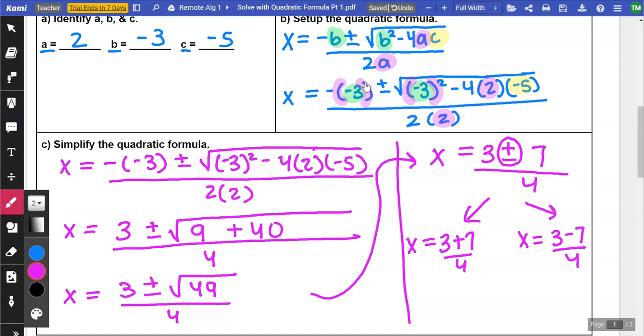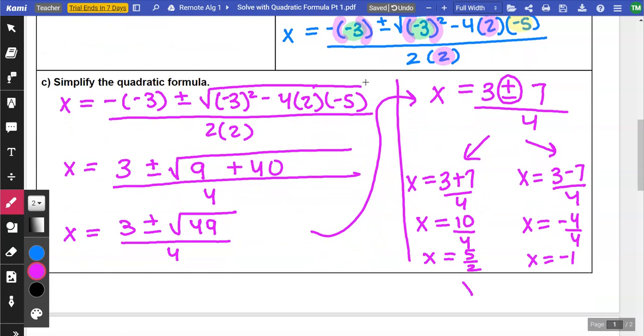So x is equal to 3 plus 7 over 4. X is equal to 3 plus 7 is 10, 10 over 4. That simplifies to 5/2. X is equal to 3 minus 7 over 4. That would be negative 4 over 4, which is x is equal to negative 1. So then our answer is x equals 5/2 and negative 1. And we have our two solutions. So if we graphed this parabola, we would see it cross the x-axis at x equals 5/2 and x equals negative 1.